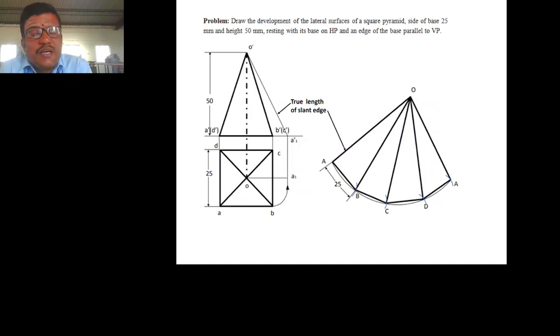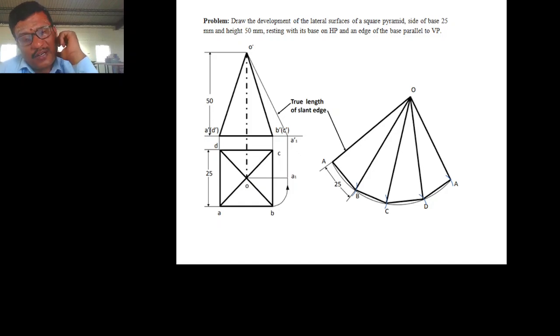Now we will see one example for a pyramid. Now I am taking the square pyramid. Draw the development of the lateral surface of the square pyramid of base side 25 mm and height 50 mm, resting with its base on HP and the base parallel to GP.